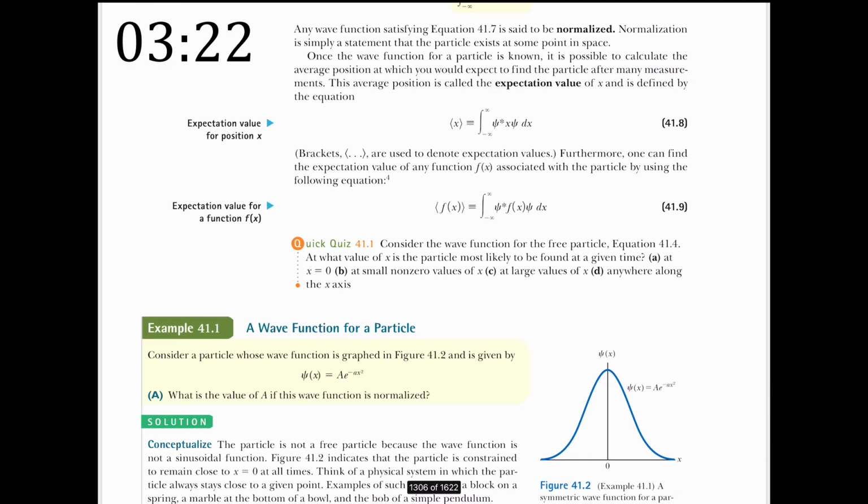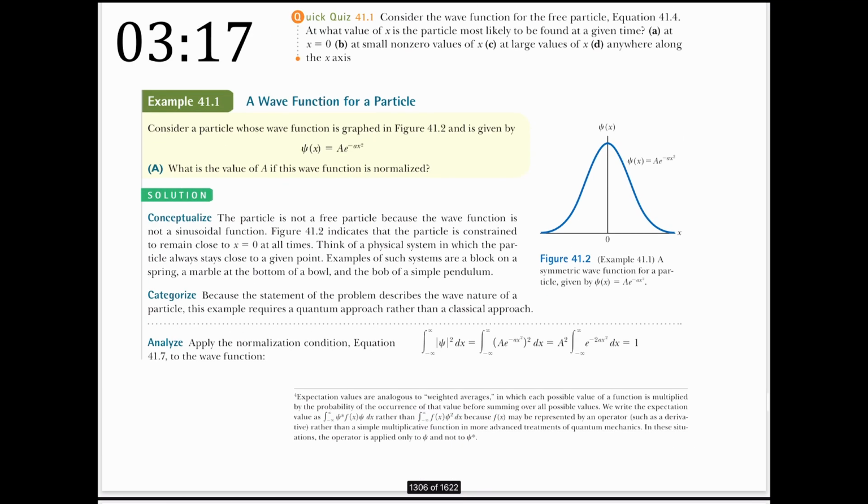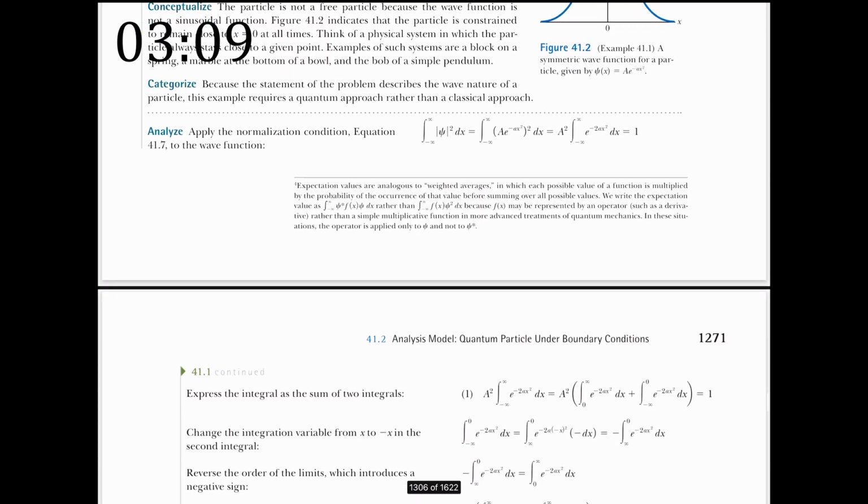Let me check the timer here. We've got 3 minutes, 17 seconds. Okay, a wave function for a particle, example 41.1. You're going to see that doing these examples in this chapter specifically is going to be immensely helpful.